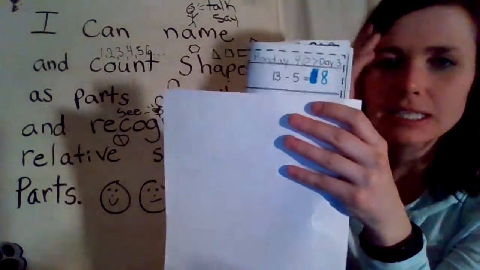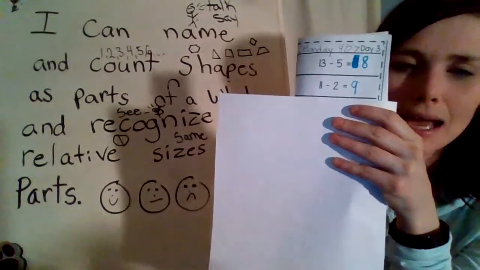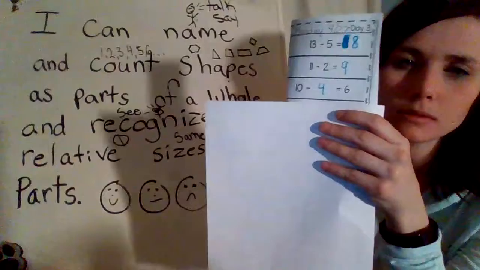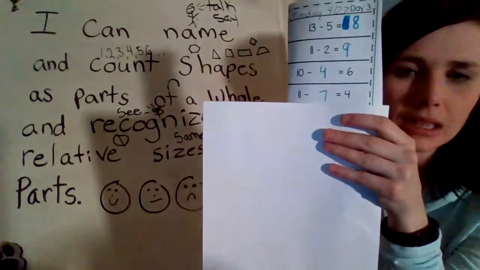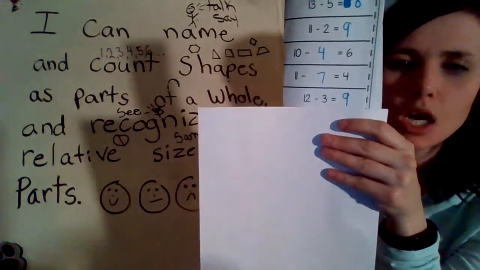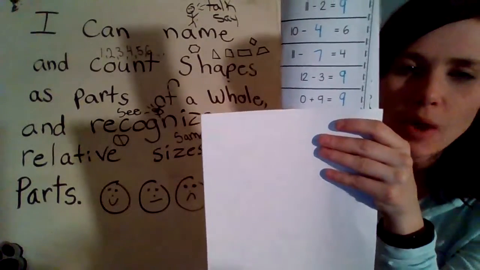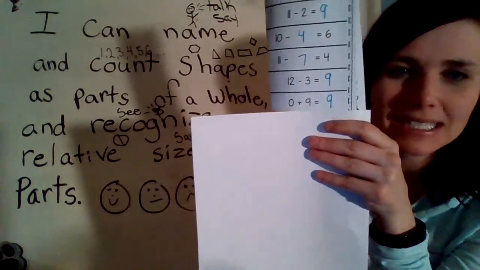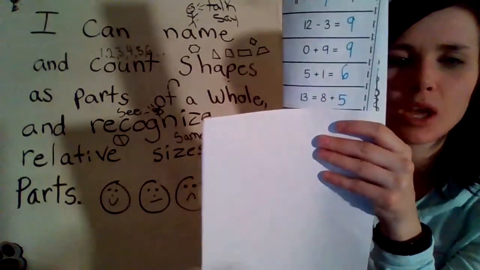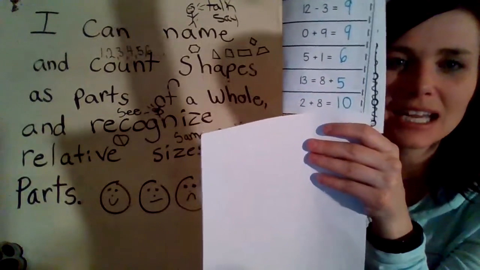All right. 13 take away 5 is 8. Moving down. 11 take away 2 is 9. Moving down. 10 take away 4 equals 6. Moving down. 11 take away blank is 4. That number is 7. 12 take away 3 is 9. Moving down. 0 plus 9 is 9. Moving down. 5 plus 1 is 6. Moving down. 13 equals 8 plus a mystery number. That number is 5. Moving down.